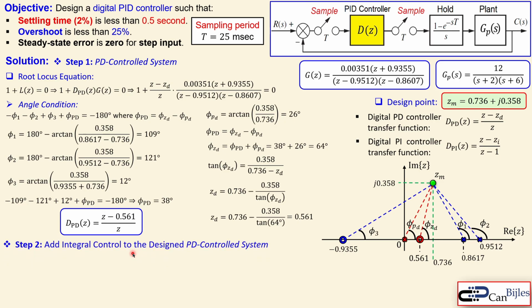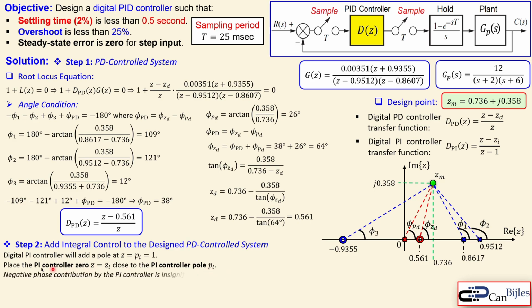We now continue with step 2, which is adding the integral control to the PD controller designed in step 1. For that, we need to know that a digital PI controller will add a pole at the origin, or at 1, I must say. And we need to place the PI controller zero, which is the ZI here, close to the PI controller pole. So in order to have a very small phase contribution, that negative phase contribution by the PI controller must be insignificant. If you place, for example, your zero at 0.5, it means that you have a lot of difference between the pole location and the zero location.